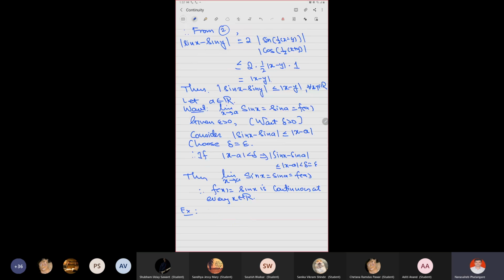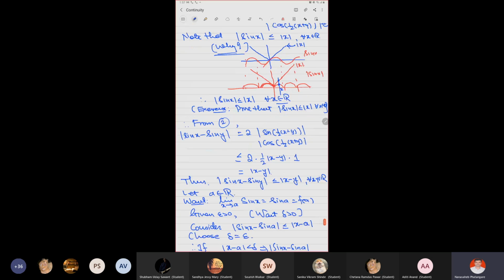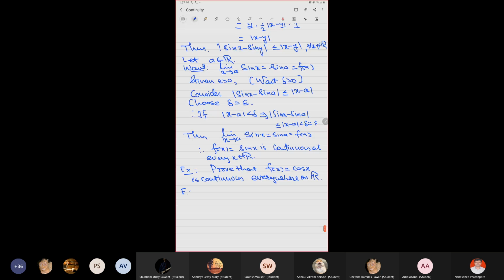So similarly, you can prove that f of x equal to cos x is continuous on R, continuous everywhere on R. By the same logic, by the same technique, you can prove it. Yes. So f of x equal to exponential is continuous on R.